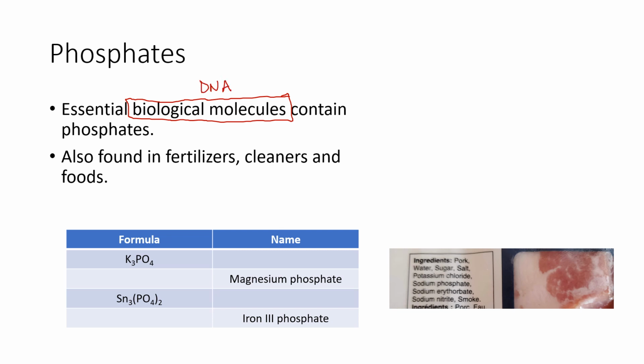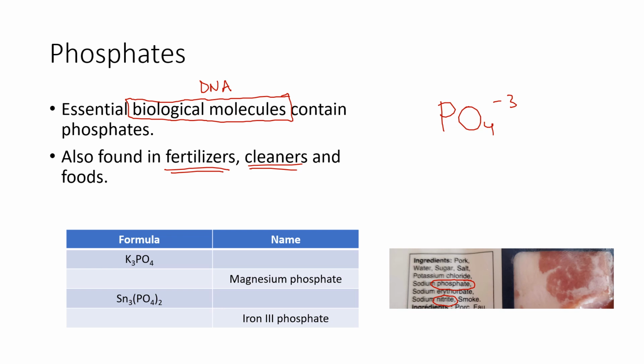So phosphates are neat little molecules that are found in biological settings like DNA. They are also found in foods. This is a package of bacon, and you can see it's got the nitrates, but it also has phosphates in there, which help as a preservative. Fertilizers, of course, lots of plants like phosphorus in the form of phosphates. Cleaners around your house as well. And the formula for this one is PO4 with a -3 charge.